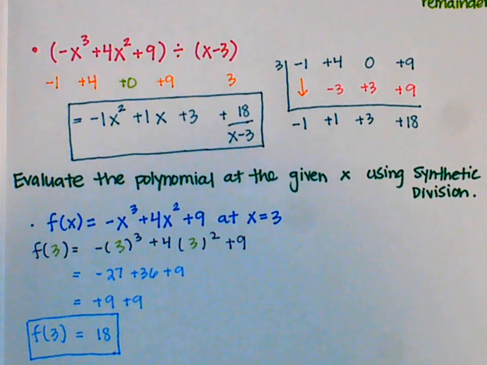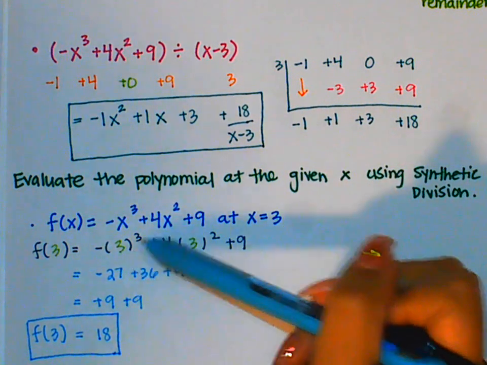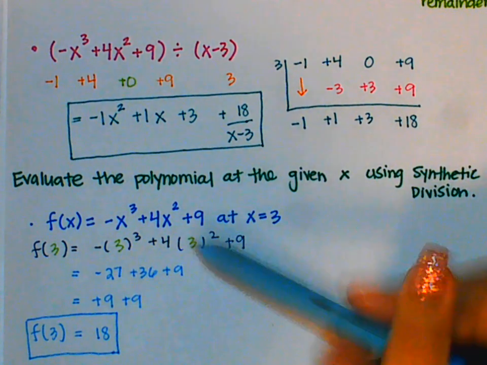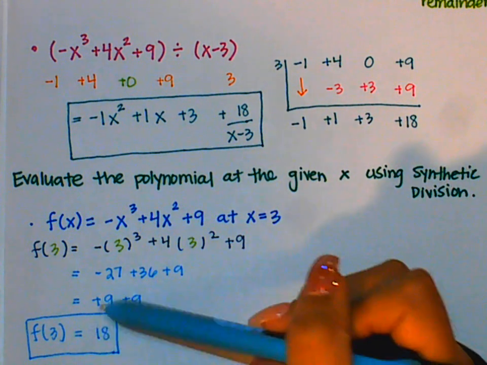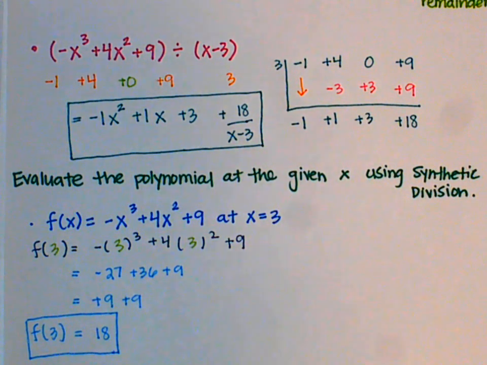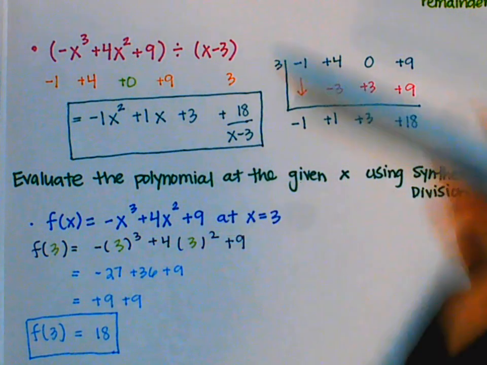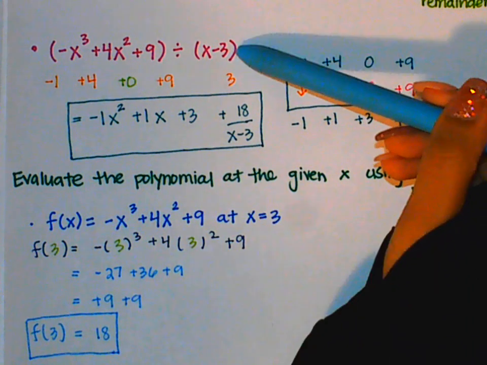Okay, here we go. I plugged it in. I got 3 cubed is 27, bring down the negative. 3 squared is 9, times 4 is 36, bring down my 9. So I ended up with 9 plus 9, which was 18. So I know that my answer has to be 18. You may also notice that this is the same problem that I solved up here.